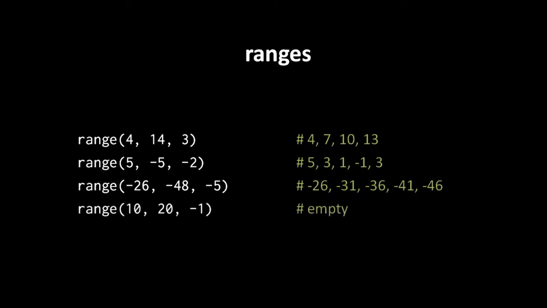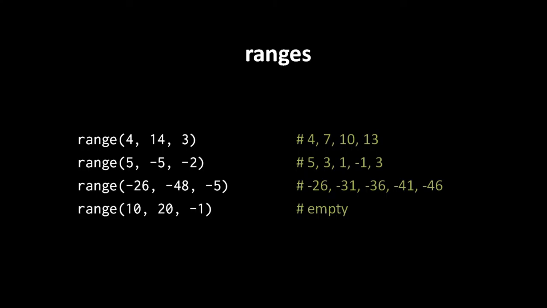And understand that you can actually end up creating an empty range and Python won't stop you. It's not an error to create a range that has the starting value 10, a termination value of 20, and a step of negative 1. This will end up being an empty range because the first value, 10, itself is less than or equal to the terminator, which is positive 20.